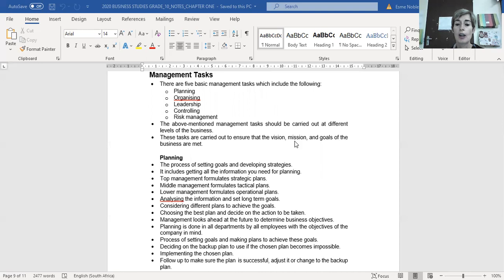Planning is the process of setting goals and making plans to achieve these goals. Deciding on the backup plan to use if the chosen plan becomes impossible. Implementing the chosen plan. Follow up to make sure that the plan is successful, and adjust it or, obviously, change to a backup plan.